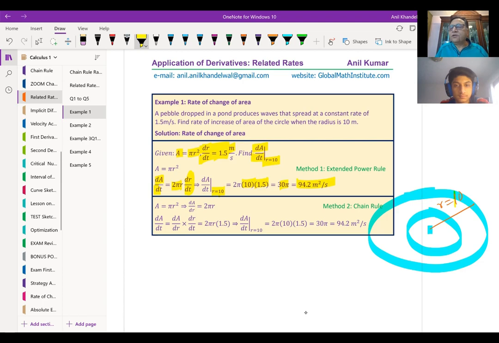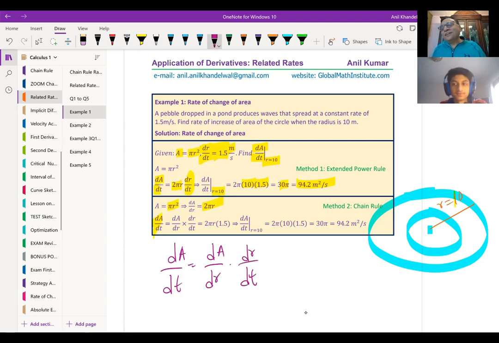Now we have shown the solution in two different ways because you could apply the chain rule directly. So look at the chain rule and the beauty of the solution. Let's appreciate that. We know the two equations: area is pi r square, and if I differentiate with respect to r, not with respect to t, it is 2 pi r. So I know dA/dr. What I want to find is dA/dt, correct? That should be dA/dr times dr/dt. dr/dt is already given to us.